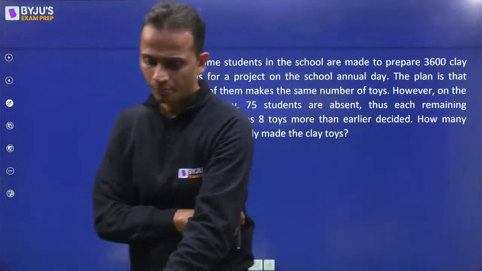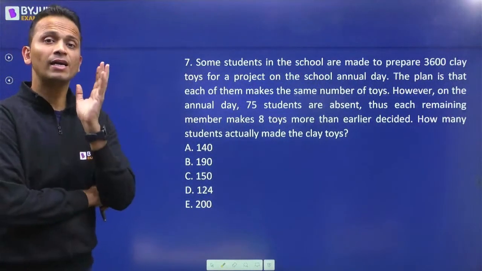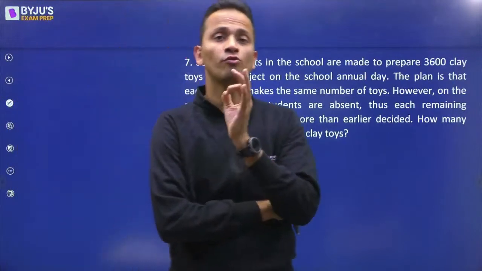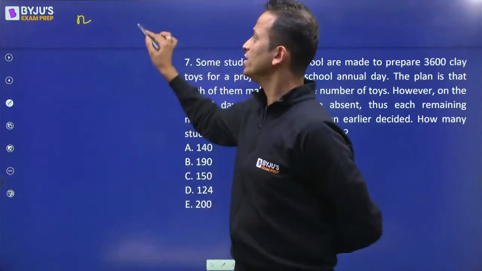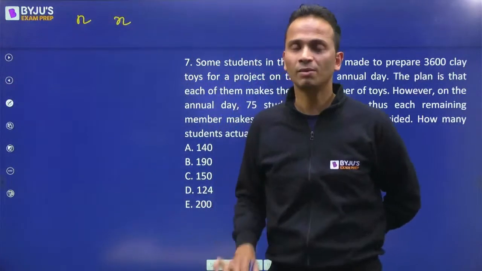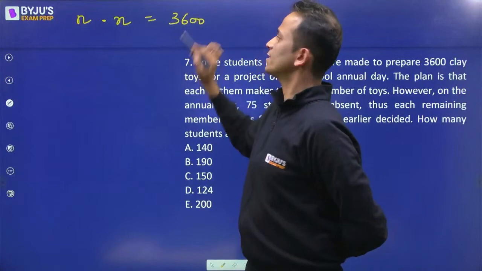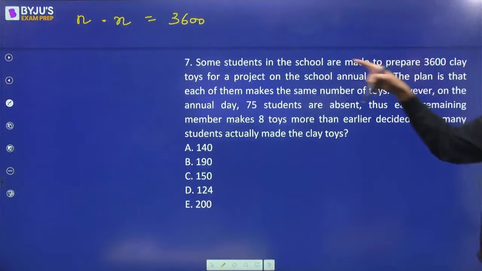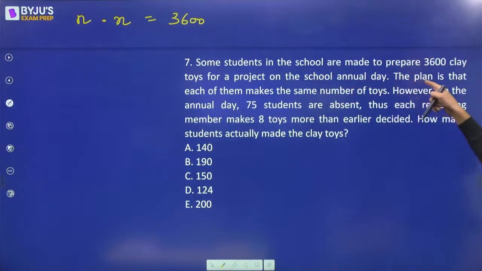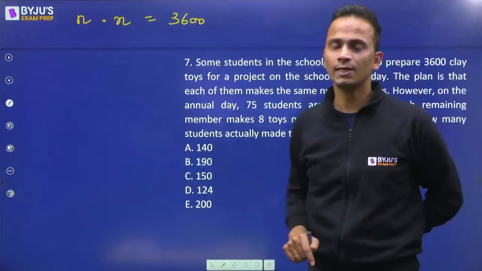Now, I'll assume that there are n number of students originally, and every student will make x number of toys. So n is the number of students originally, and every student will make x number of toys, such that the product of these two, the total number of toys made, is 3600. Some students in a school are made to prepare 3600 toys. The plan is that each of them makes the same number of toys. So the number of students and the number of toys made by every student, the product is 3600.